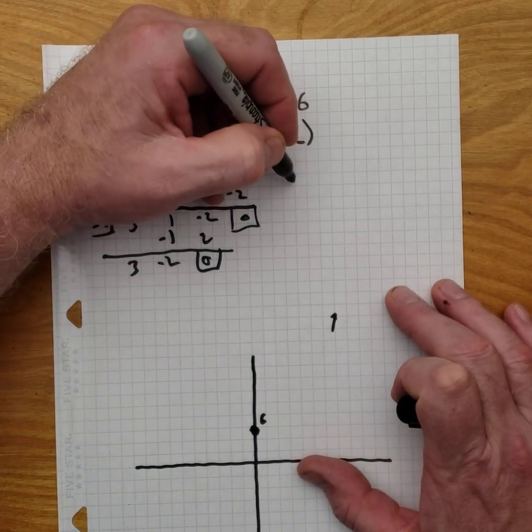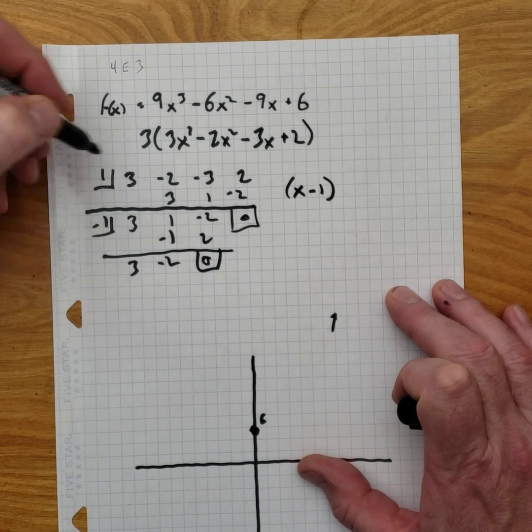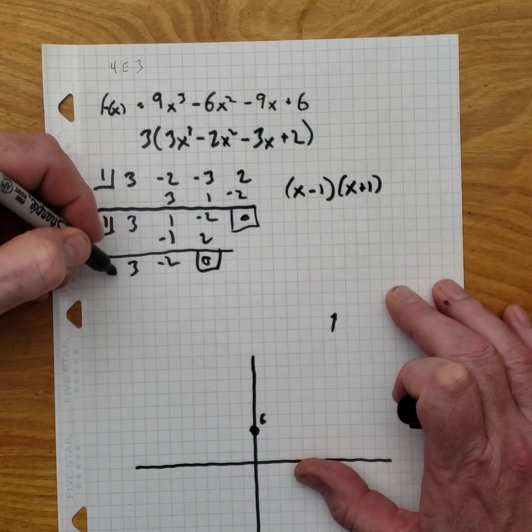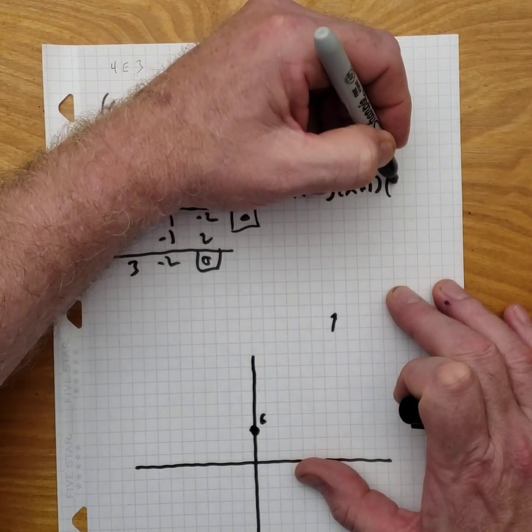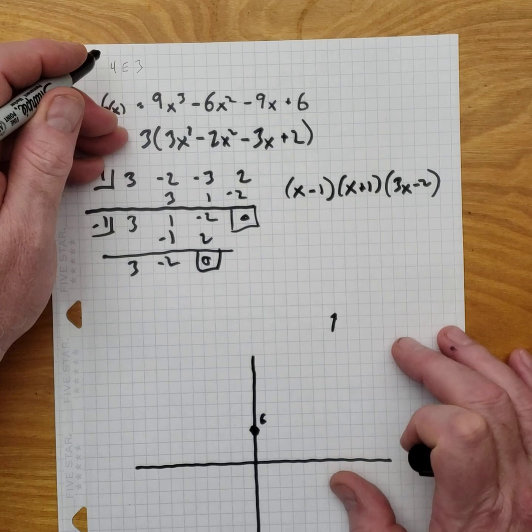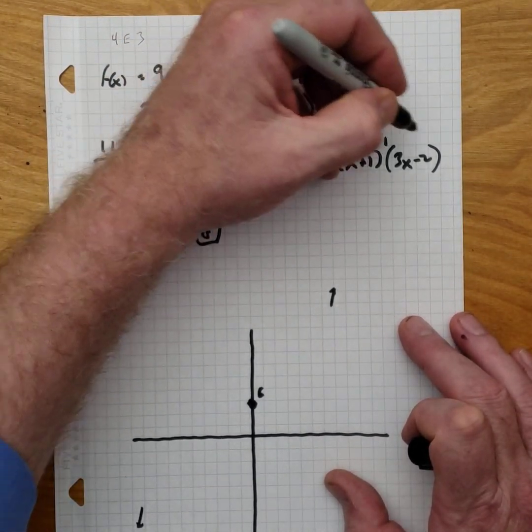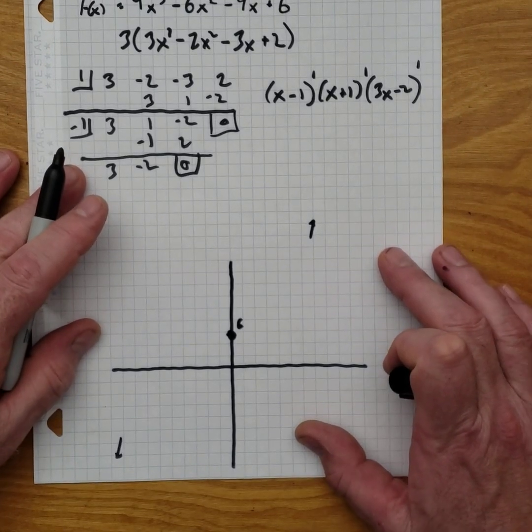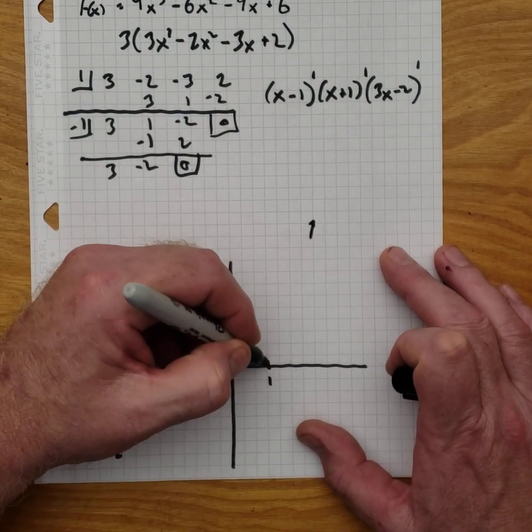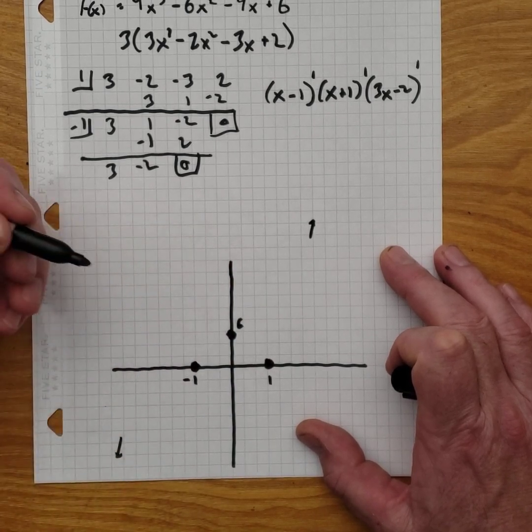Okay, so my factored form is x minus 1 from here, right? Change the sign. X plus 1 from here. And then down here we don't change the sign. We get 3x minus 2. Cool. So there's my 3 x-intercepts. Multiplicity of 1, so again, straight through at each. So I've got +1. I'm going to need a bigger scale here again. So there's 1. There's -1 there.